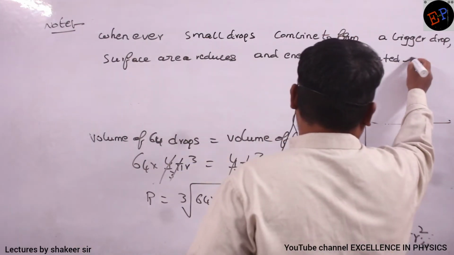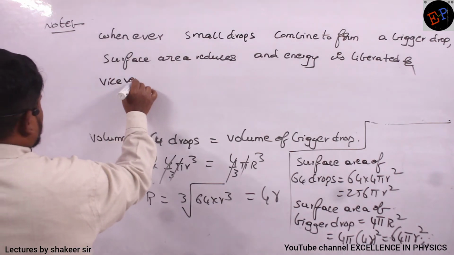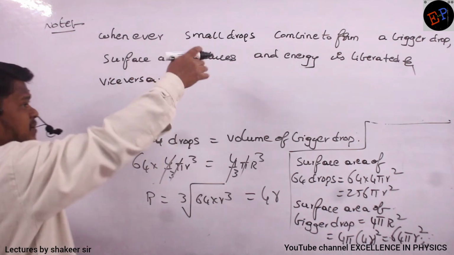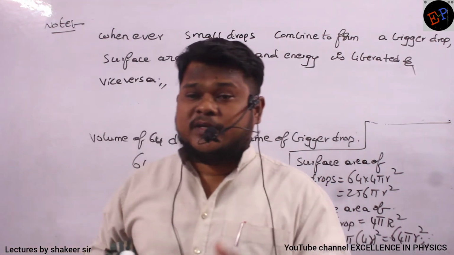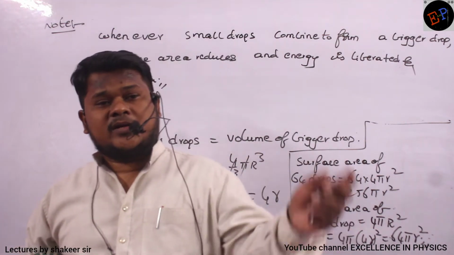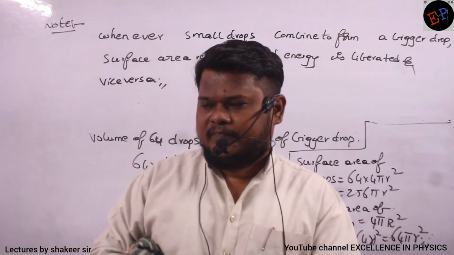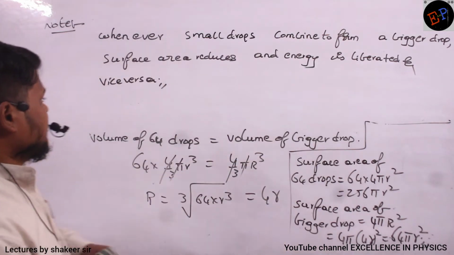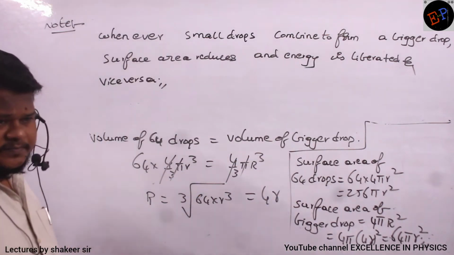And vice versa. What is meant by vice versa? What is the opposite statement of this one? If a bigger drop separates into smaller drops, surface area increases and you have to do some extra work. This is the vice versa statement. Are you able to understand? That's it. So now can't I calculate what he is asking?